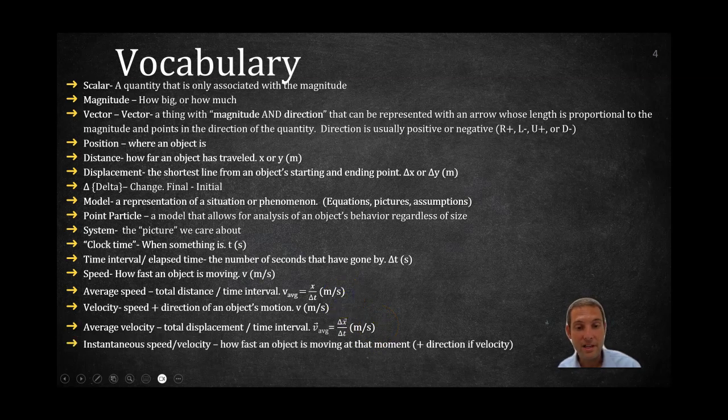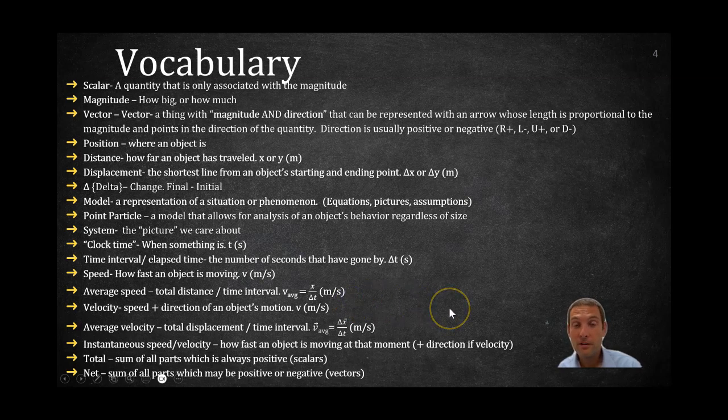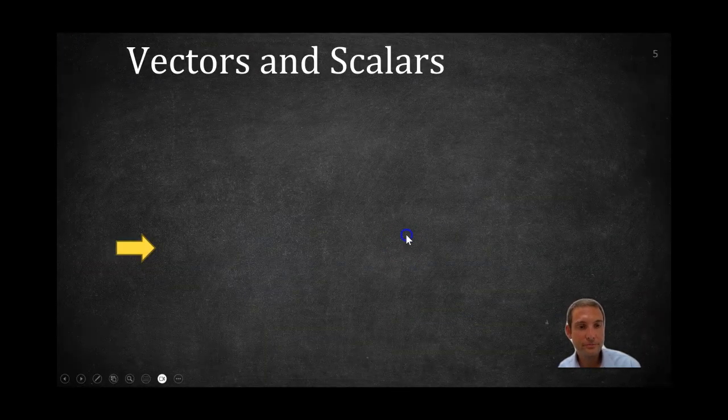Instantaneous speed or velocity is how fast an object is moving at that moment. We're going to include direction if we're talking about velocity. Total means the sum of all the parts, which is always positive. We use the word total when we're talking scalars. Meanwhile, for dealing with vectors, we use the word net. And that's the sum of all parts, which could be positive or negative. If that option for negative exists, we're dealing with the net.